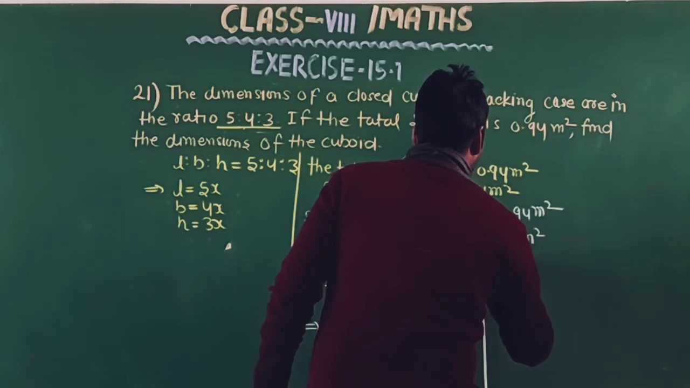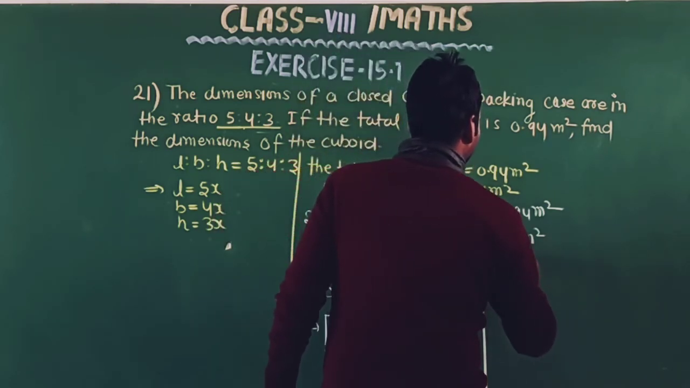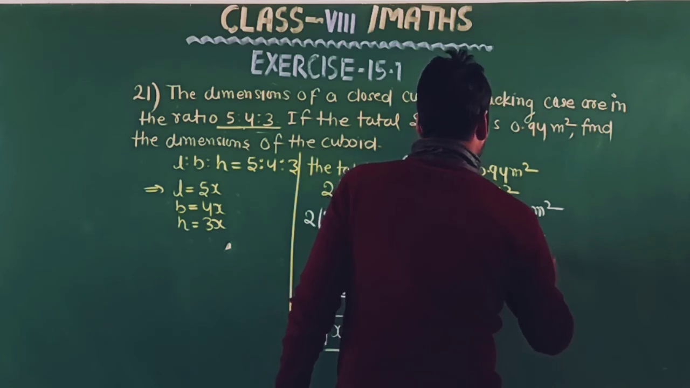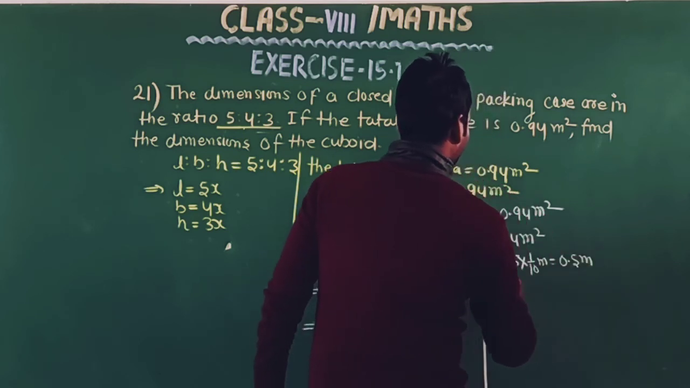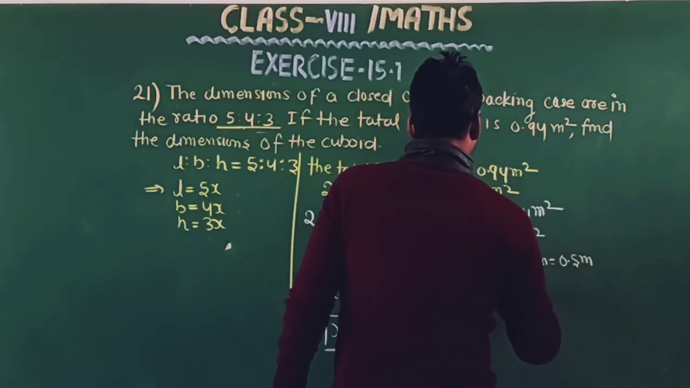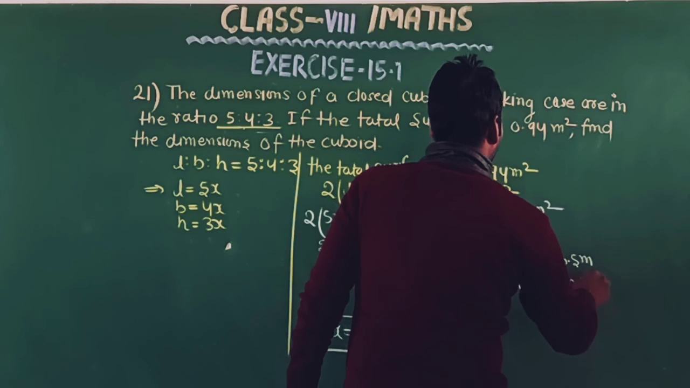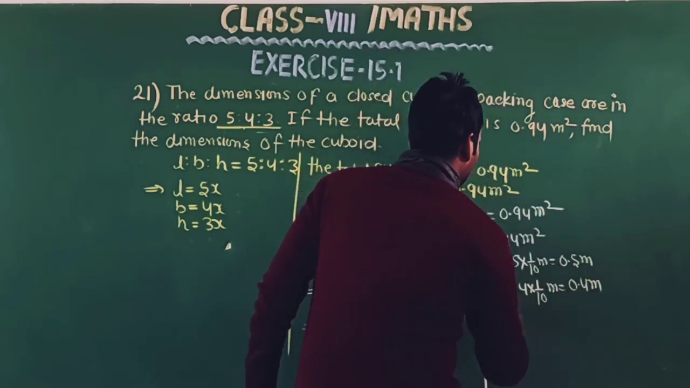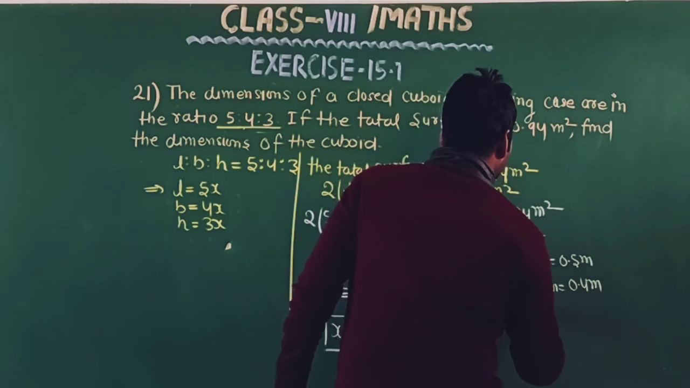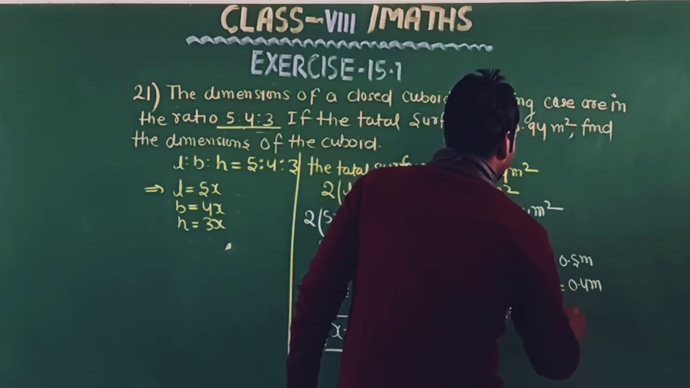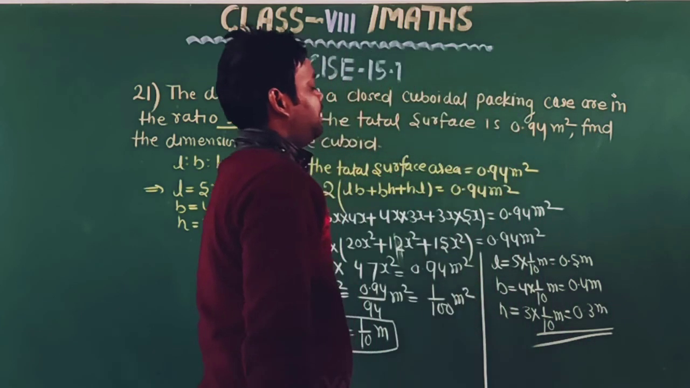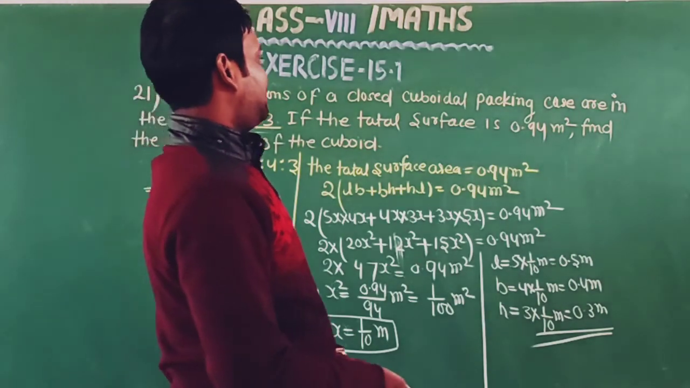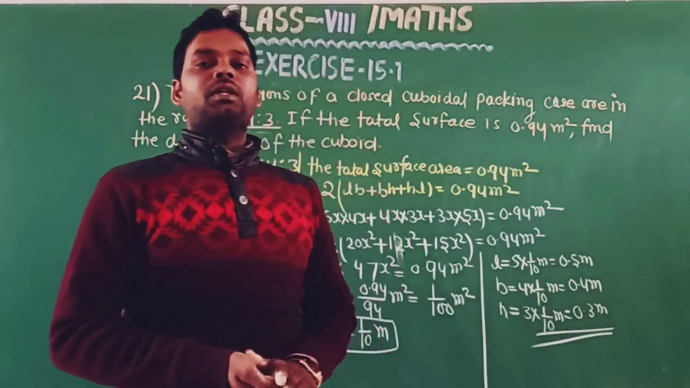So the length is equal to 5 into 1/10 meter, equal to 0.5 meter, and the breadth is equal to 4 into 1/10 meter, equal to 0.4 meter, and the height is equal to 3 into 1/10 meter, equal to 0.3 meter. So these are the required dimensions of the closed cuboidal packing case.